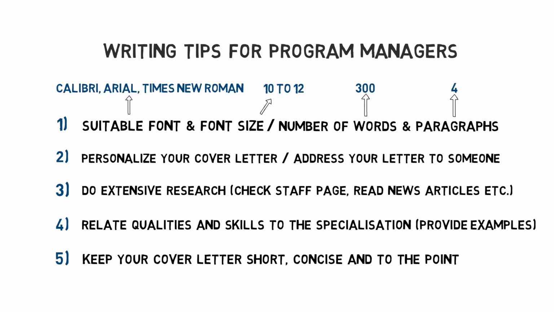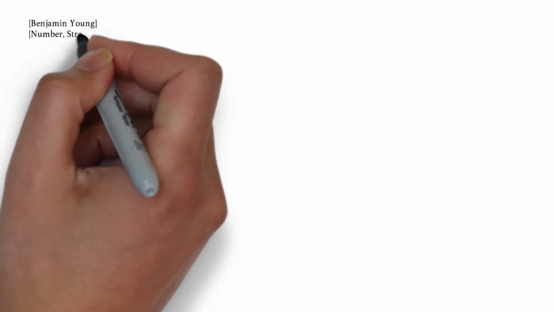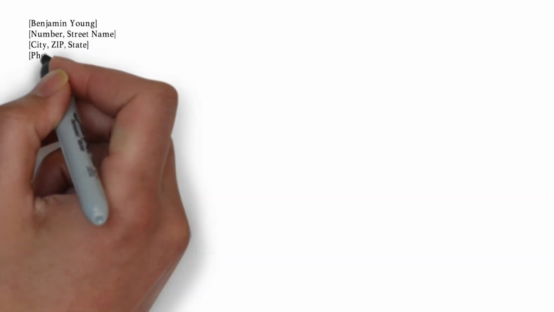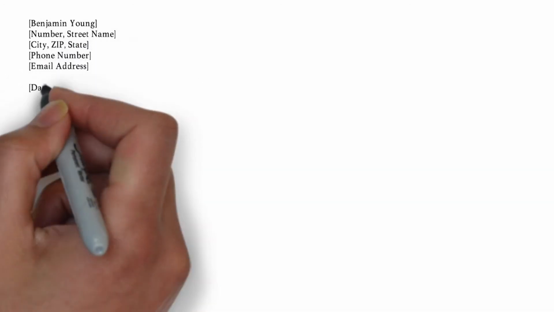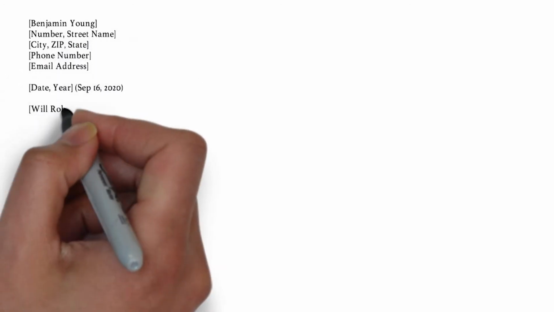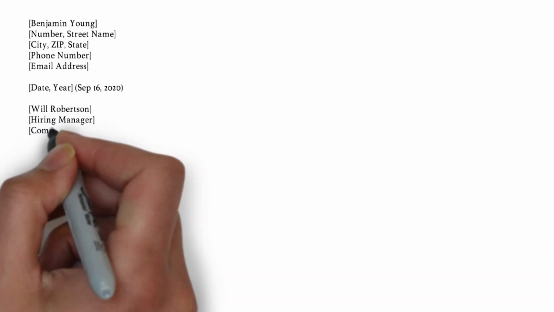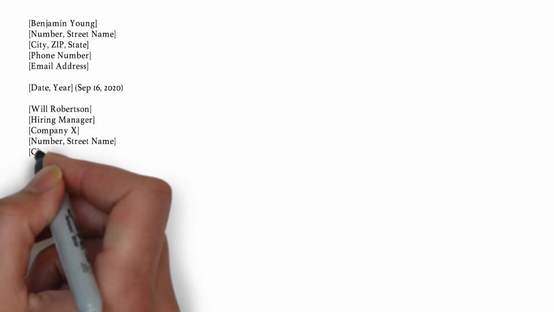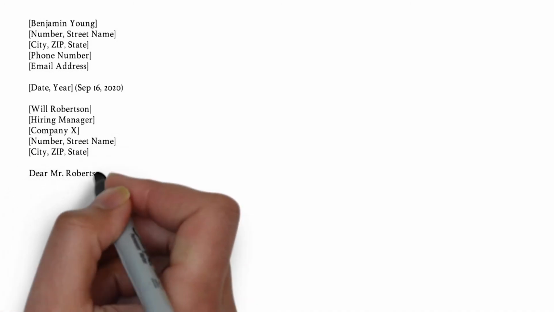Next up, I want to start writing the cover letter example. First, we start off by listing our contact information on the left side. In between white lines underneath, we put the date, and then the hiring manager's name and job title, followed by the company's information. As for the salutation, we write "Dear Mr. Robertson." For American usage, we include a dot after the abbreviation. For British English, you can leave it out.